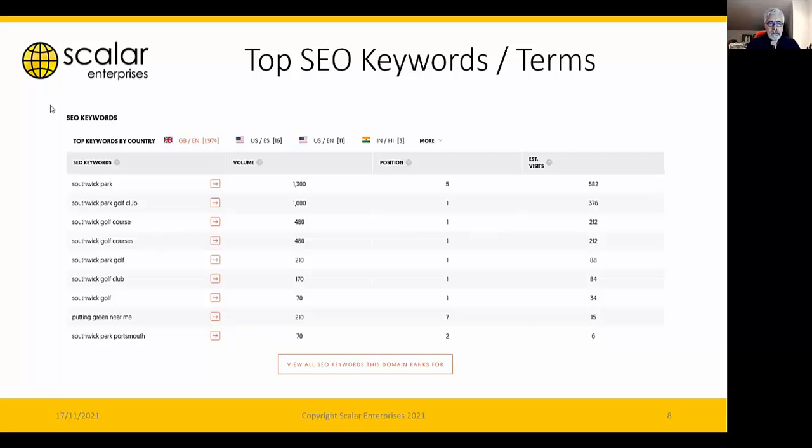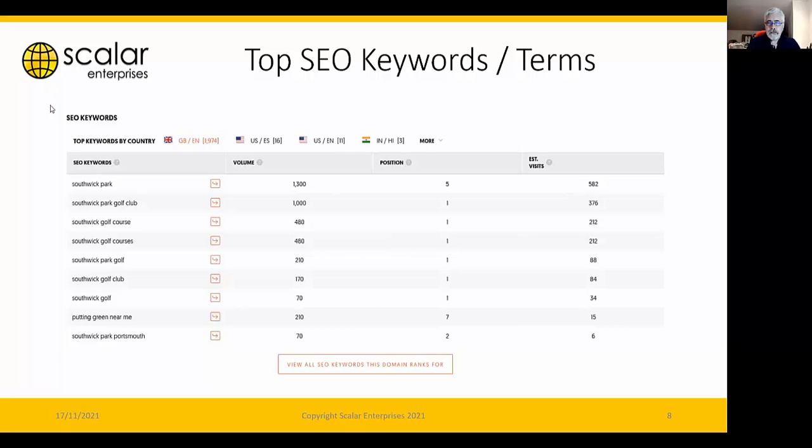These are pretty much in order. So the highest one obviously gives you the volume, position, and estimated visits. That's a bit vague. I don't know how they calculate that. I mean, maybe you answered my question that you don't know how, but what do they mean by keyword? What is Southwark Park? Is that something that people have searched for?